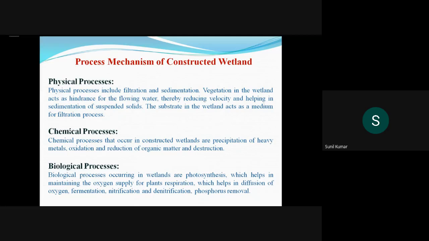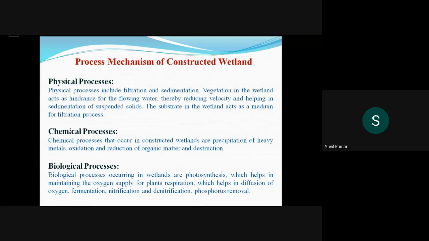Precipitation of heavy metals can also take place based on the type of wetland media we use. Oxidation and reduction are the common processes due to the supply of oxygen by the plants, as well as the reduction and other things taking place due to the microorganisms present inside the root zone media. Destruction of bacteria and pathogens also takes place in this process.